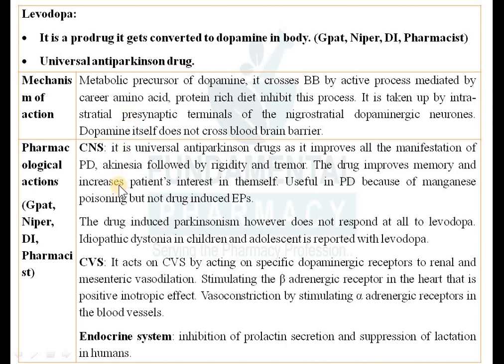Then what are the different pharmacological actions? We have pharmacological actions of levodopa on CNS, CVS, endocrine system, etc. So in the CNS, it is a universal anti-Parkinson drug. It will improve all the manifestations, all the symptoms of Parkinsonism. It will improve akinesia, it will improve rigidity, it will improve tremors. So that's why it is a universal anti-Parkinson drug. The drug will also improve memory and the patient will take interest in himself.